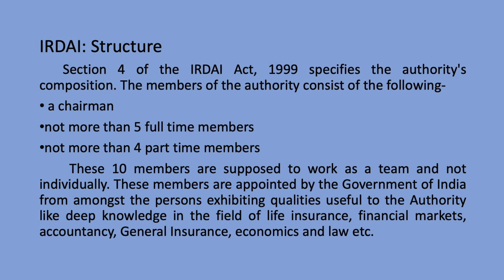Structure. Section 4 of the IRDAI Act 1999 specifies the authority's composition. The members of the authority consist of the following: a chairman, not more than 5 full-time members, not more than 4 part-time members. These 10 members are supposed to work as a team and not individually. These members are appointed by the Government of India from amongst persons exhibiting qualities useful to the authority, like deep knowledge in the field of life insurance, financial markets, accountancy, general insurance, economics and law, etc.